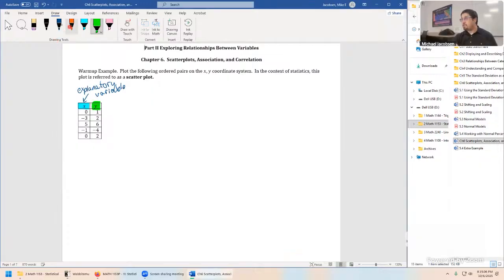The y variable, it has a couple names we could give it. We could call it the dependent variable, but often it's called just the response variable. So y is going to be the response variable.